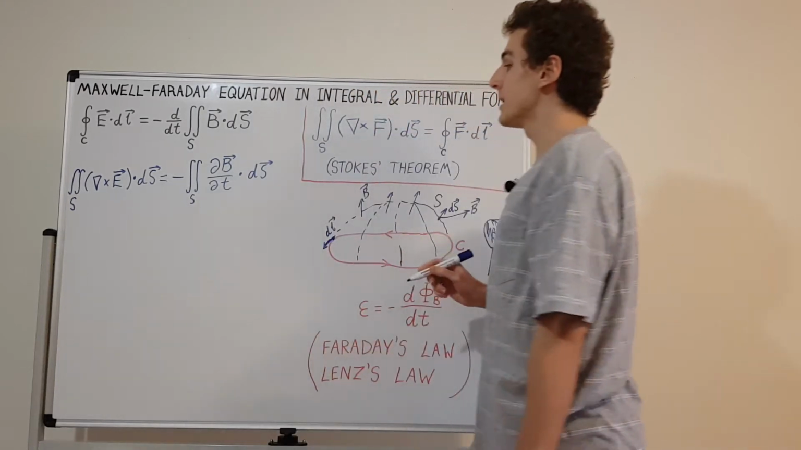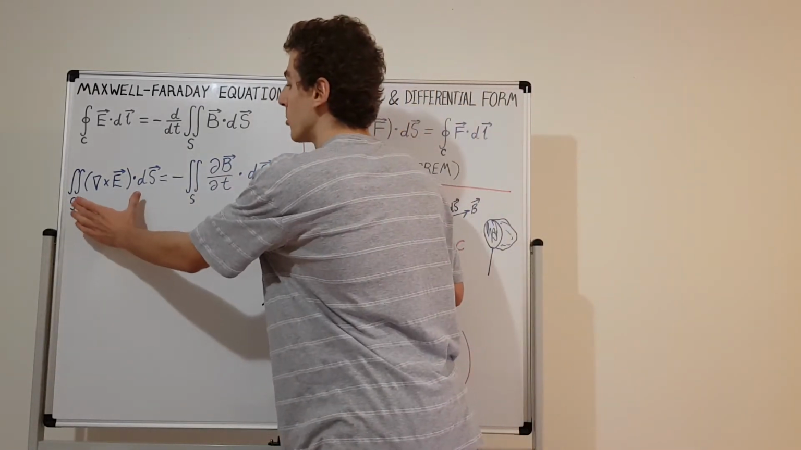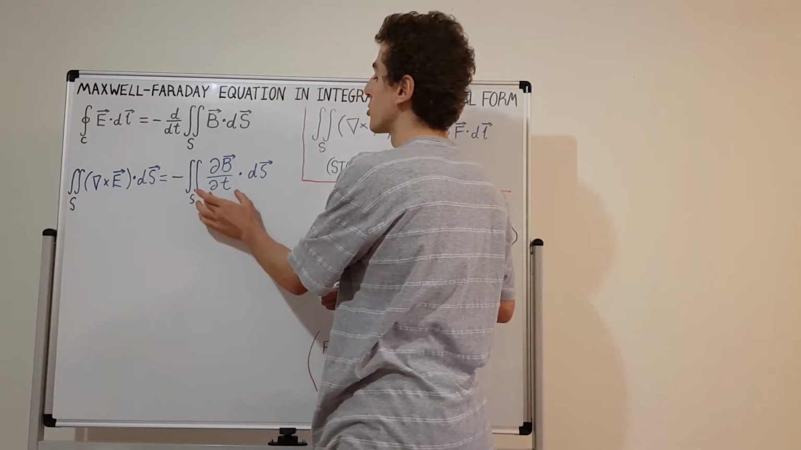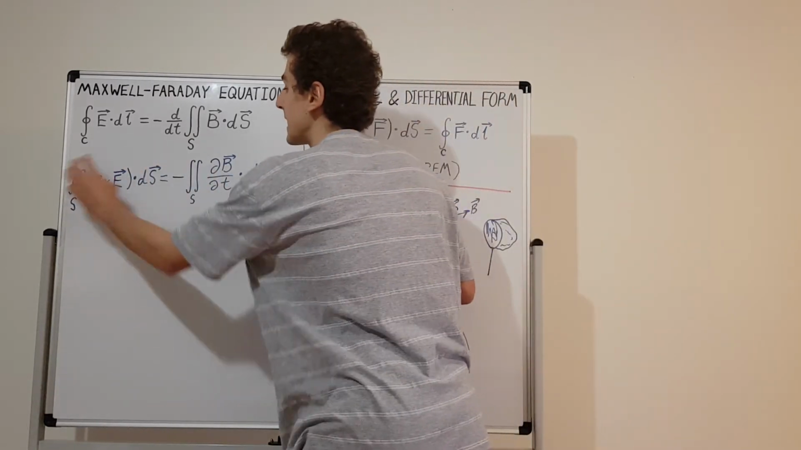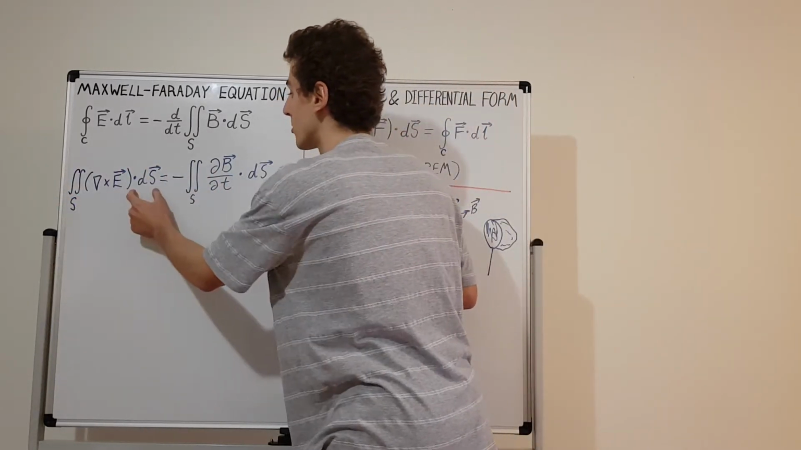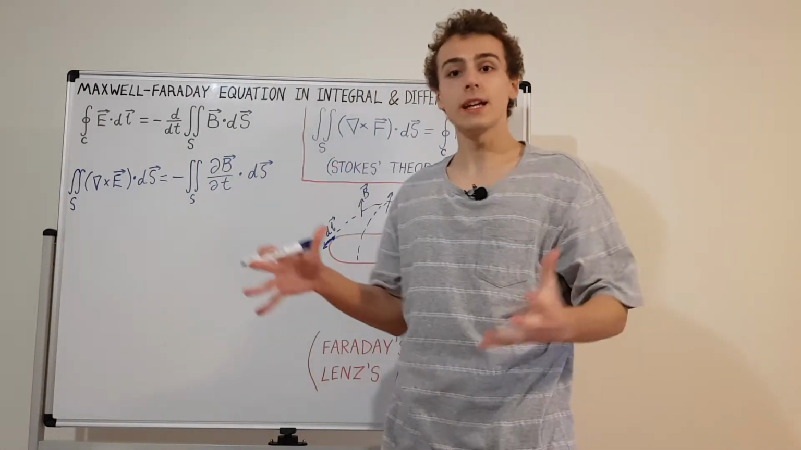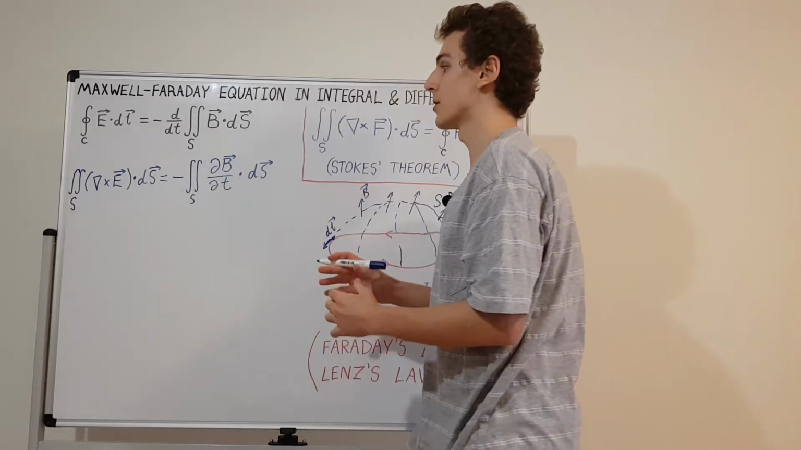And now you might be able to recognize something. What do you have inside here? Well, inside you have the curl of the electric field, and inside here you have a partial derivative with respect to the magnetic field. And they're both inside the same thing. You've got a surface integral and a surface integral. So what can we do? We can use the property of linearity, and we can get all of that onto one side and smush them all together. So let's do that.